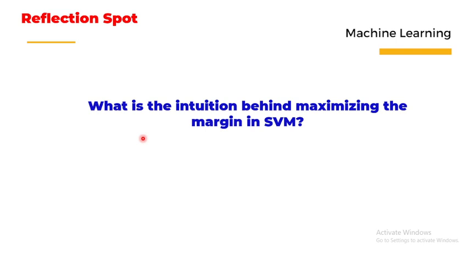By maximizing the margin, SVM seeks to find a decision boundary that achieves the best balance between separating the classes and maintaining generalization performance. This intuition has made SVM a popular choice for classification tasks across various domains. So this is all about SVM.